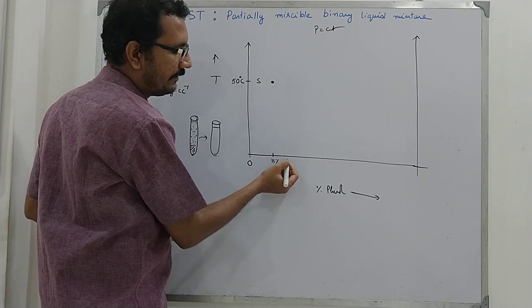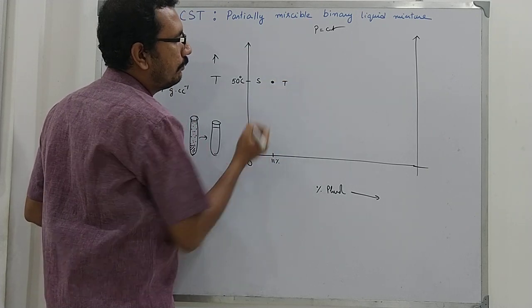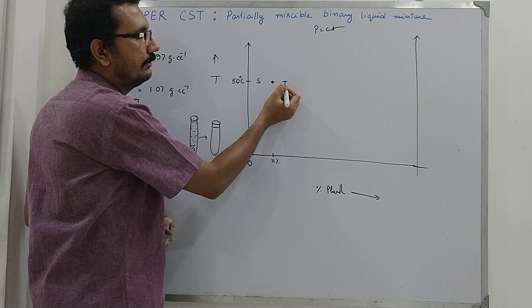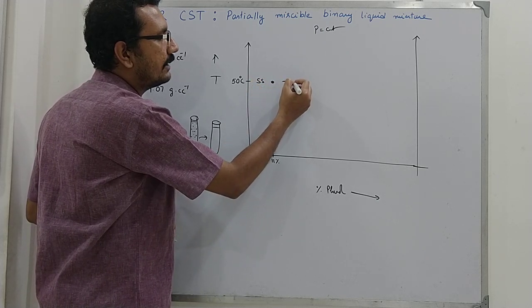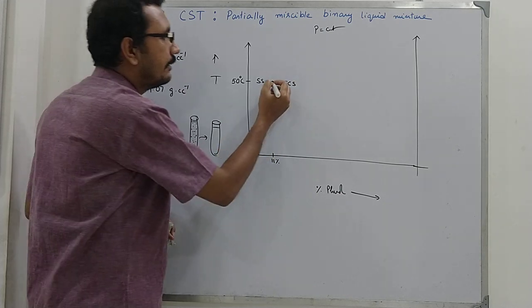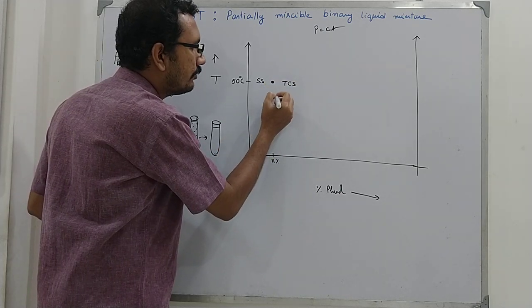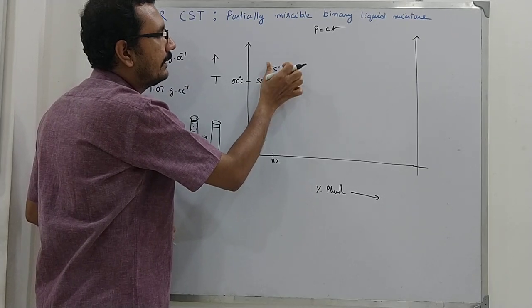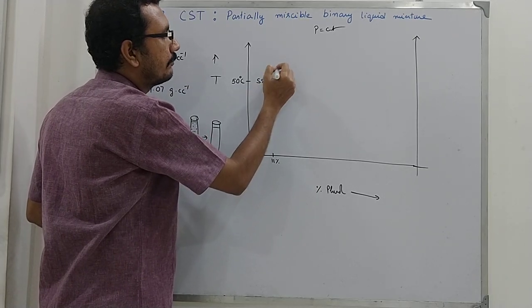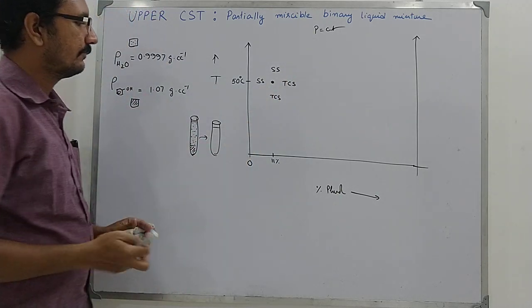Beyond this, if you increase the percentage, you will get two different solutions. So I am writing here single solution as SS and two conjugate solution as TCS. Below this temperature, you will get two conjugate solutions, and if you increase the temperature, you will get a single solution. So this is the picture.